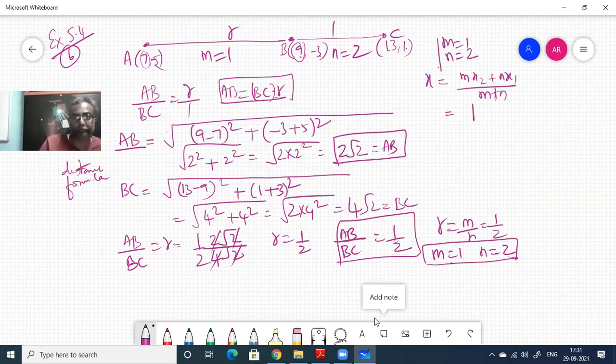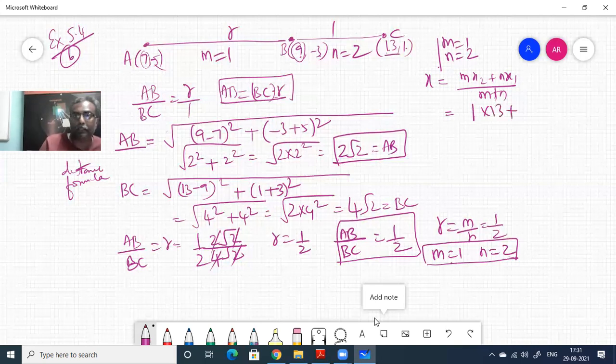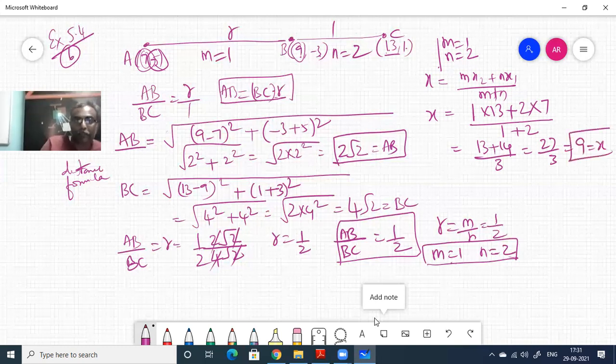1 into x2. What is x2? x2 is 13. 1 into 13 plus n, n is 2, 2 into x1. What is x1? 7. 2 into 7, divided by 1 plus 2. That is x. Let us see. 13 plus 14 divided by 3, 27 divided by 3 is equal to 9, equal to x. So this value is 9, so it is coming x. In the same way, try to find for y also.